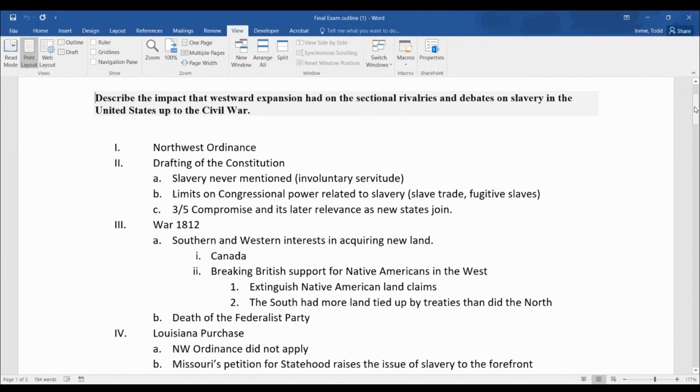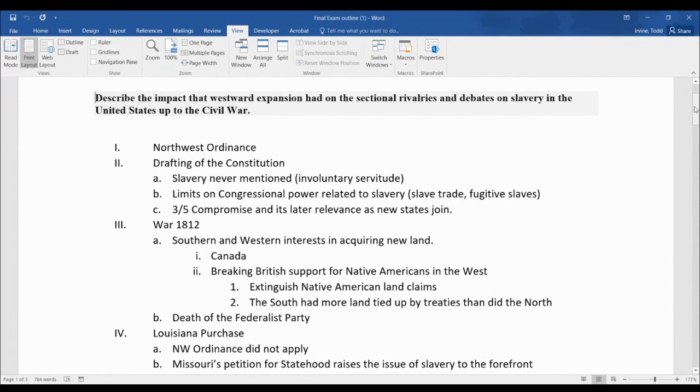The next is the drafting of the Constitution, and you want to probably devote a sentence to at least these 3 things. I would say on the last one you might actually get 2 sentences in on the 3/5 compromise, but basically this should be about a paragraph as well. And it mentions, slavery is never mentioned. It uses the phrase involuntary servitude.